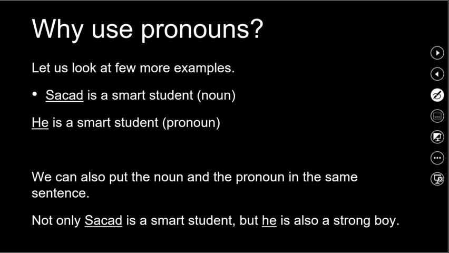Remember, pronouns replace nouns. Whatever kind of pronoun it is, it is always replacing a noun. That could be a subject noun or an object noun, and so on. Sa'ad is a smart student. He is a smart student. You don't need to mention Sa'ad. This is all part of what we mentioned earlier on.